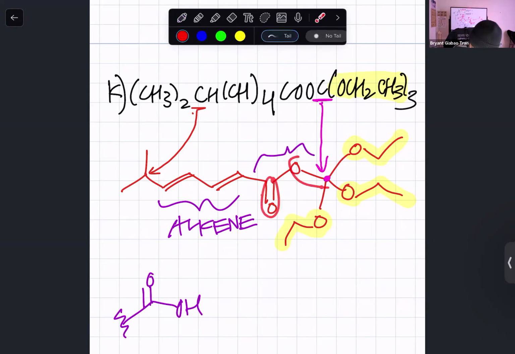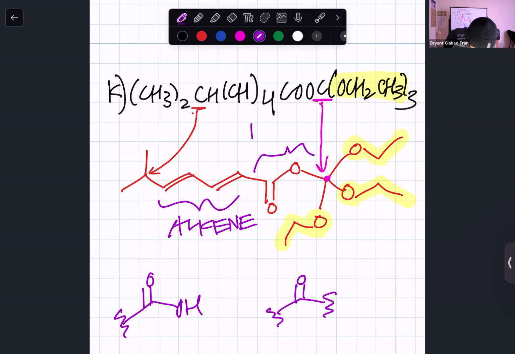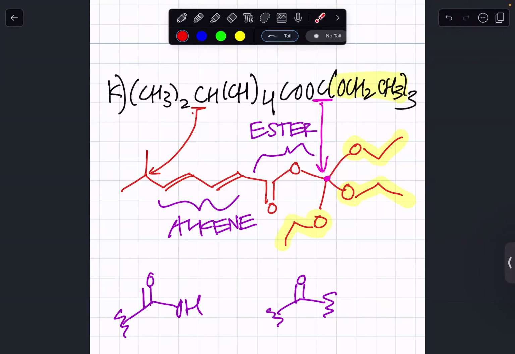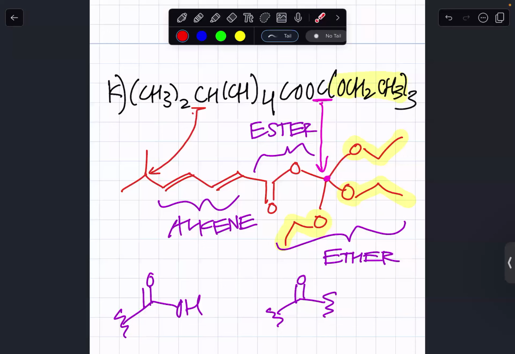Oh, a ketone? A ketone is going to be a carbonyl with two R groups. Oh, ester? Ester, yes, ester. Which is different than ether, because ether will have ROR, but ester will have the carbonyl next to the ether. And now this one here is the ether right here, the ROR, no carbonyl. So: alkene, ester, and ether.